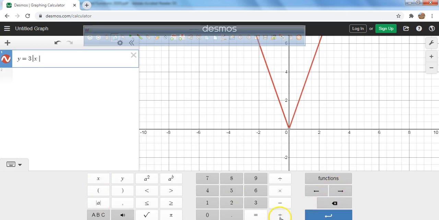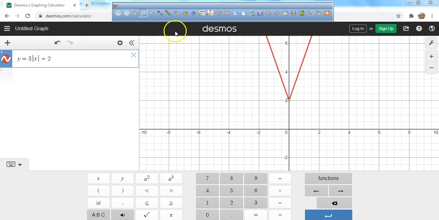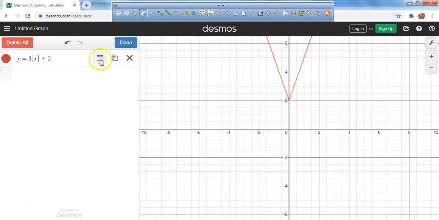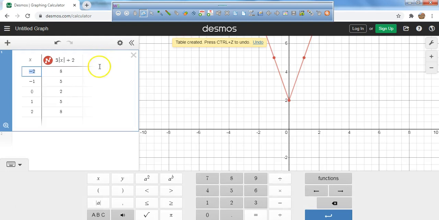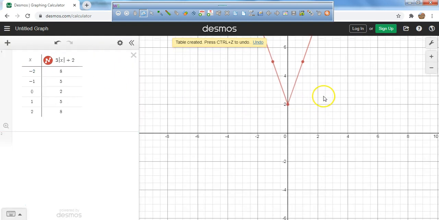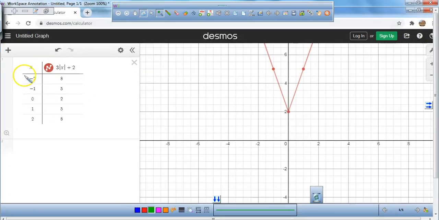Now it says plus 2, so I've got to go plus 2. After you do that, go to the table. I'm just going to make a table out of it right there. There's our table, and these are the points that I would like you to write down. So if you would, write these points down.